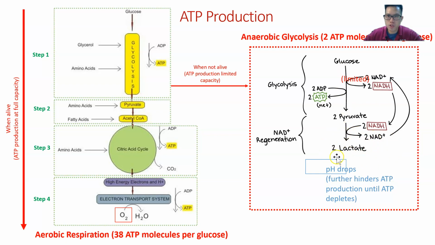Because of the production of lactate, the pH of the muscle will drop. So what happens during the conversion from muscle to meat is that the pH of the muscle will drop, and this drop is very important during the conversion from muscle to meat.